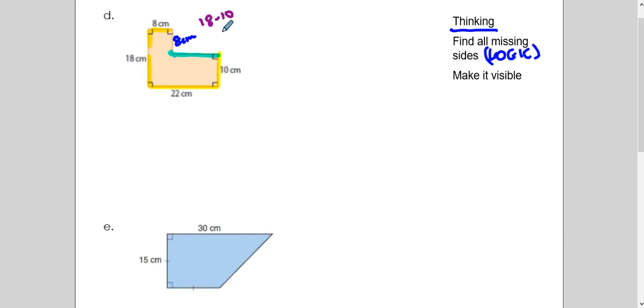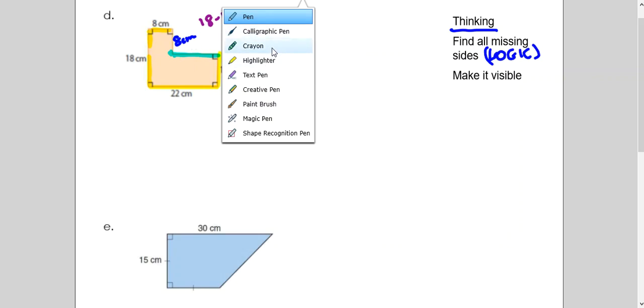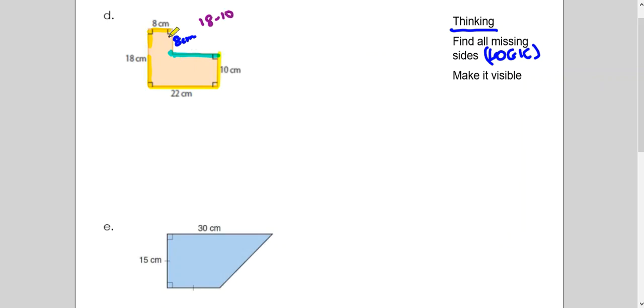So what I want you to do is use some logic to figure out the missing side here. I'm going to push pause and you figure it out. So hopefully you said it was 14 centimeters, because we have 28 to start, and I've used 8 of it here to get that 14 centimeters. So that's the logic part, and then I made it visible. Now I can say, now I know my perimeter.